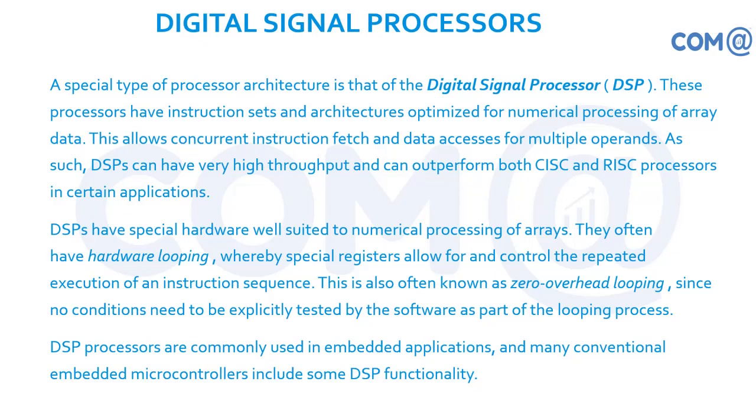So DSP processors are commonly used in embedded applications, and many conventional embedded microcontrollers include some DSP functionality. DSP processors are mainly used for measuring accurately and providing the result in a quick manner.